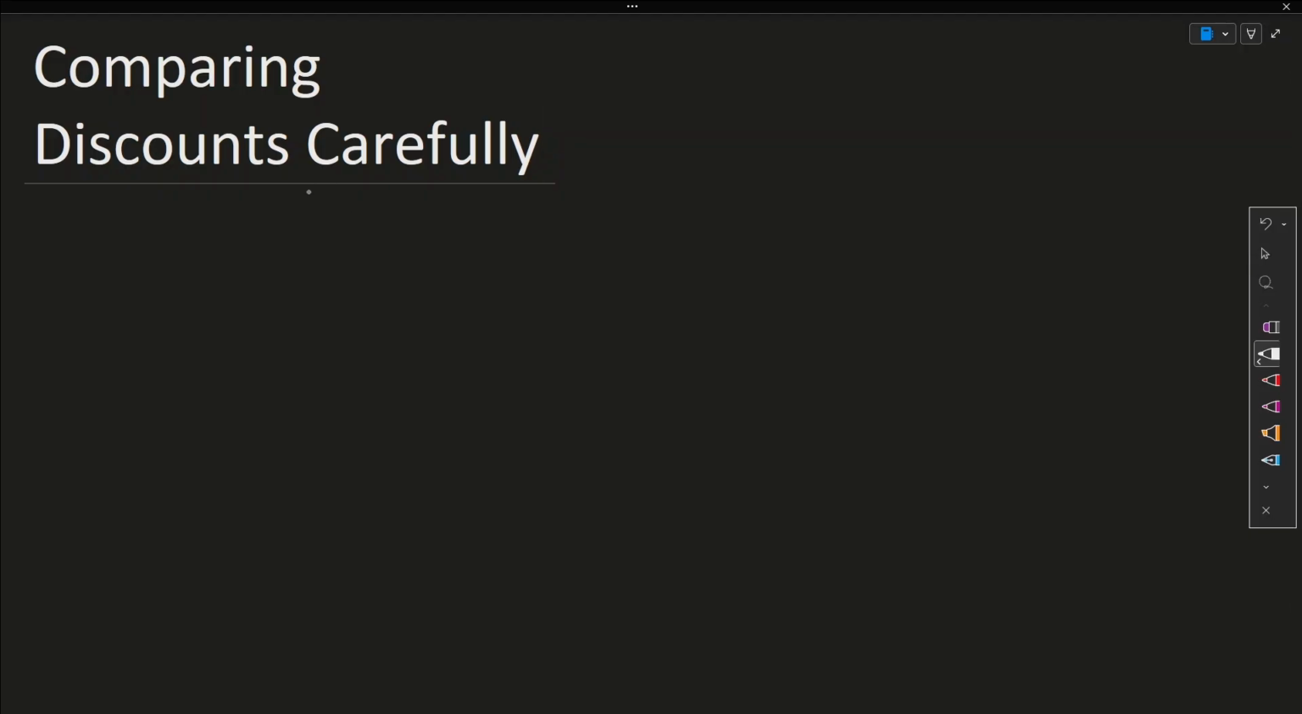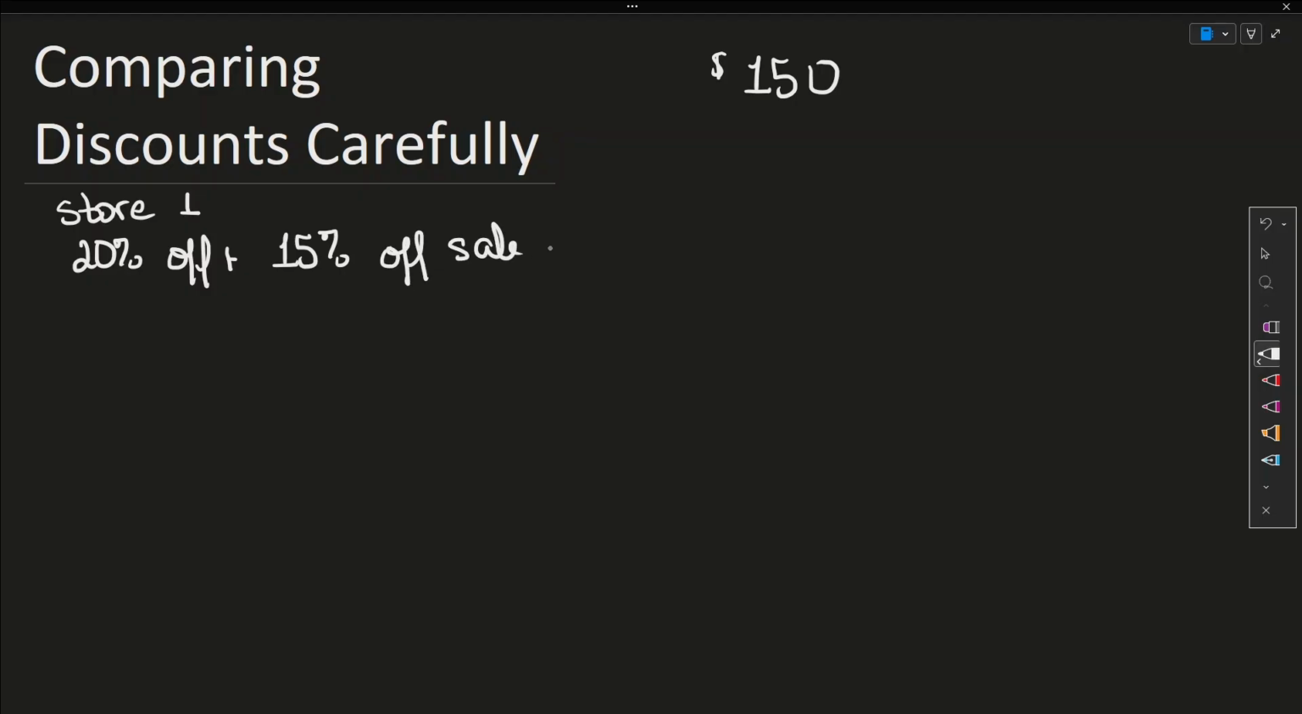Mary is buying a pair of shoes. The shoes originally cost $150, and there are two stores. Store 1 offers 20% off plus an additional 15% off the sale price.